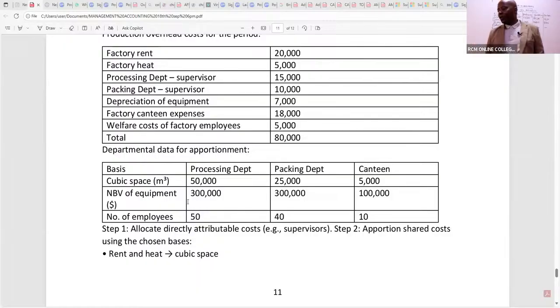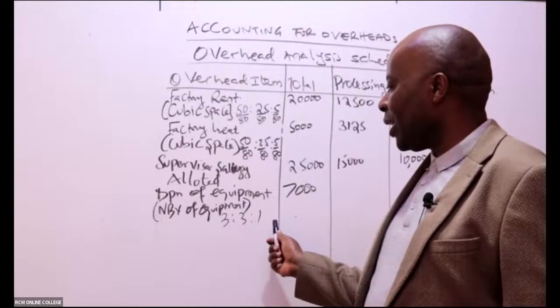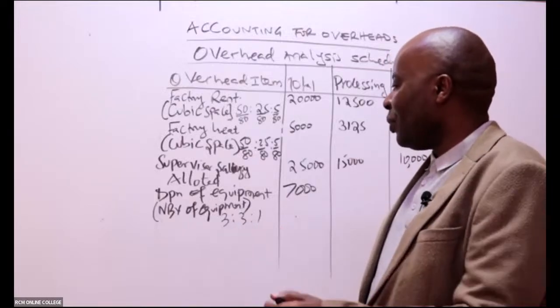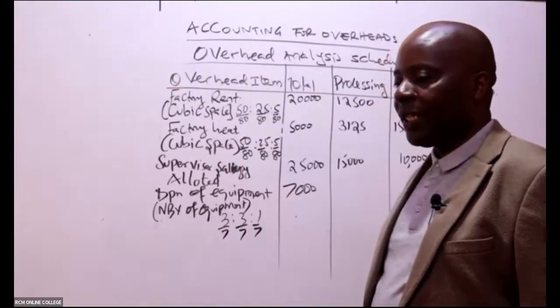And then I'll be left with 3, 3, 1. I'll be left with 3 is to 3 is to 1. Even if I chop all the zeros, the proportions stay the same, there's no problem because I'm going to divide. The total ratio here is not 10, it is 7. So this will be 3 over 7, 3 over 7, 1 over 7, like that.